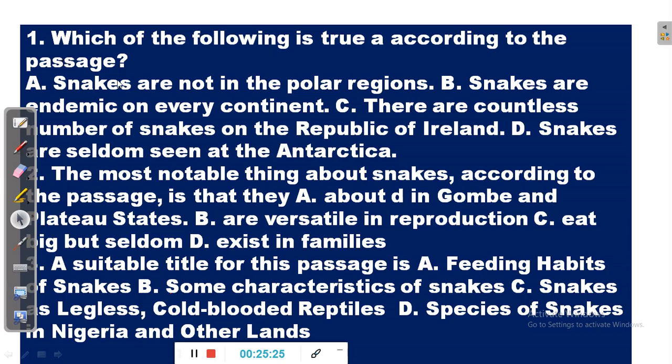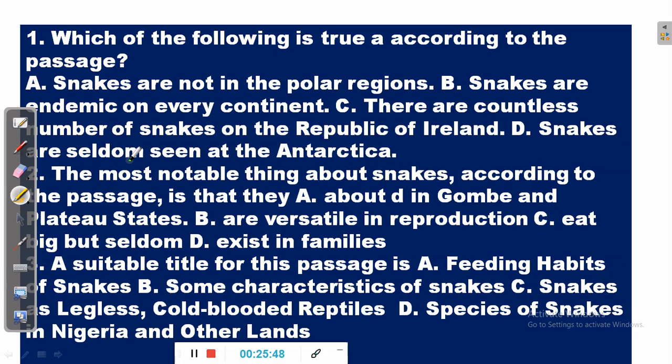Question 1, which of the following is true according to the passage? A. Snakes are not in the polar regions. B. Snakes are endemic on every continent. C. There are countless number of snakes on the Republic of Ireland. D. Snakes are seldom seen at the Antarctica.